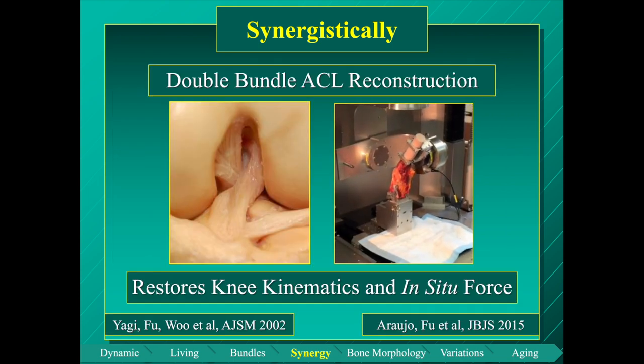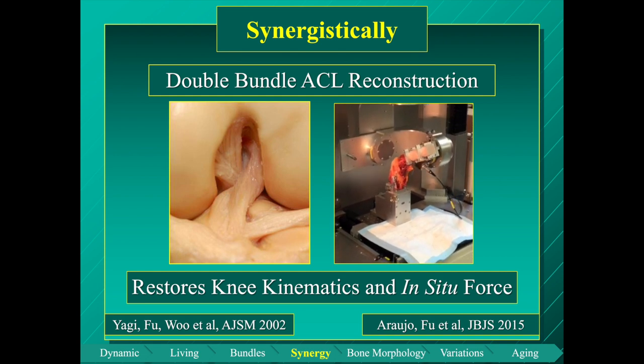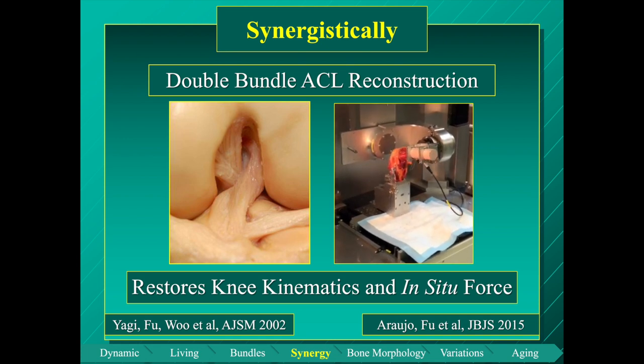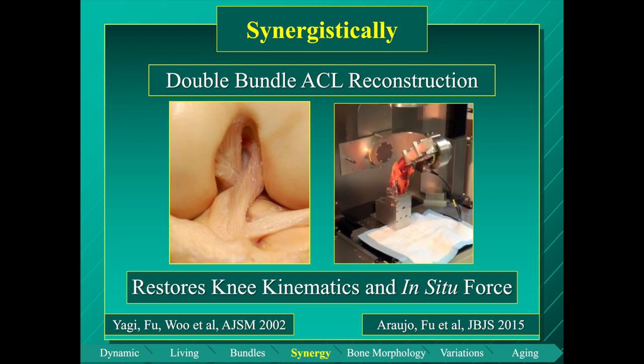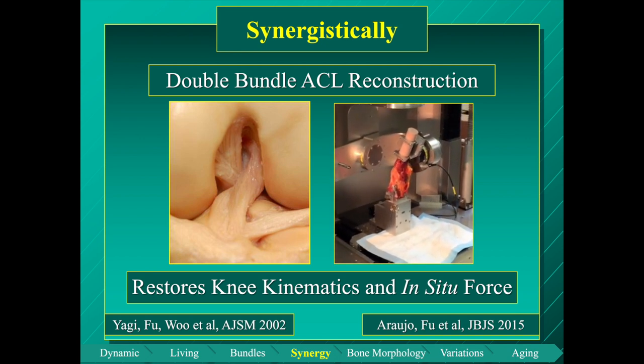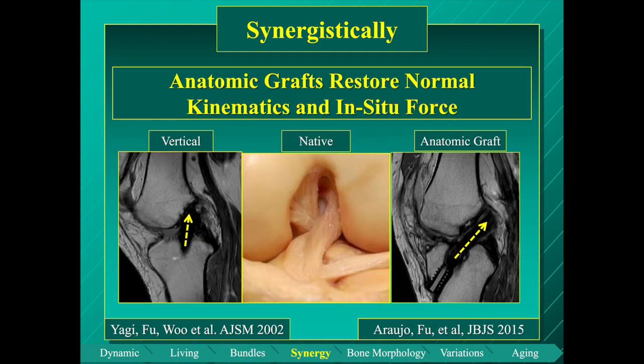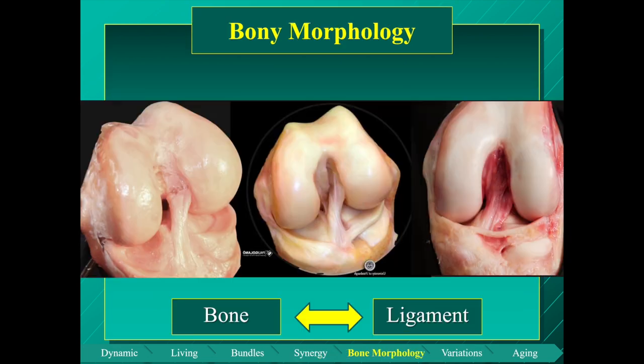Biomechanical studies here at the University of Pittsburgh have also contributed greatly to our understanding of knee kinematics and in situ forces on knee structures. These landmark studies showed that anatomic ACL reconstruction better restores native knee kinematics and ACL in situ forces. The non-anatomic graft experiences less forces, with the distribution of the forces to the rest of the joint, including the condyle and menisci, leading to abnormal kinematics.